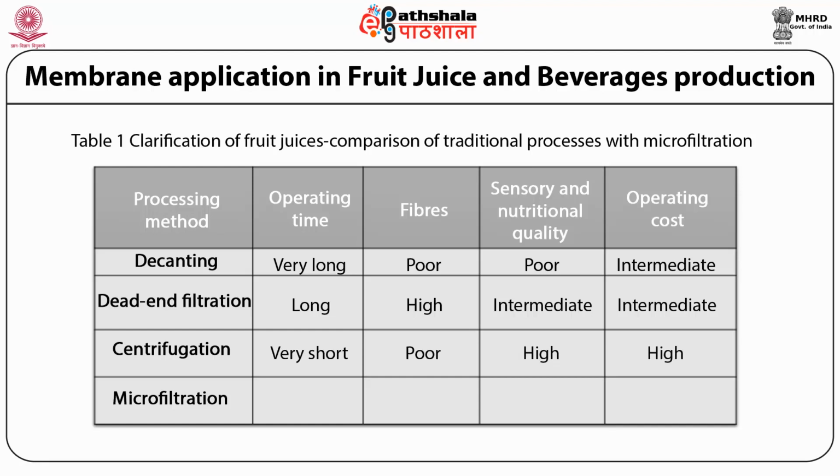Now we take the example of microfiltration. If we are comparing these four processes, decanting, dead end filtration, centrifugation and microfiltration, then operating time for microfiltration is short, fibers retention is high, sensory and nutritional quality of the product is high, and operating cost is low. So this is one of the processes which has low operating cost but better sensory and nutritional quality, as well as a short operating time.